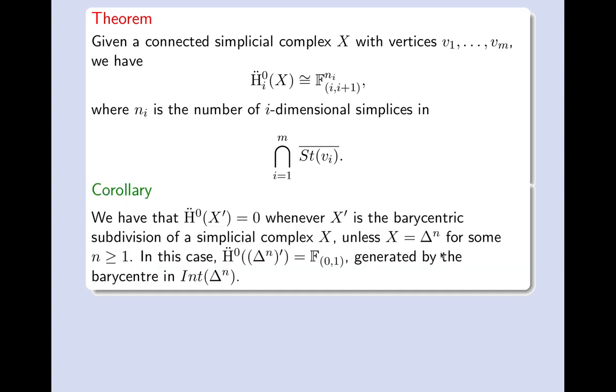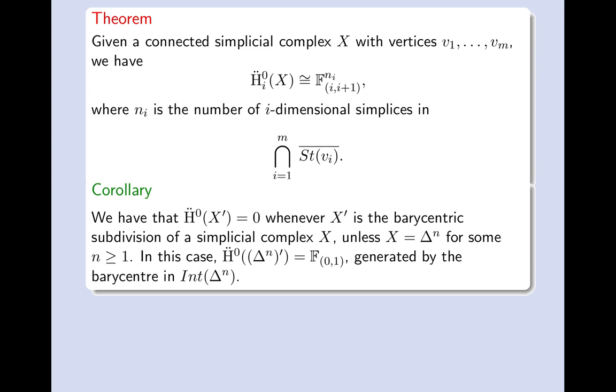In particular, we have this really immediate corollary. The H0 of the barycentric subdivision of a simplicial complex will always be trivial unless the simplicial complex we started with was a simplex. In that case, the Überhomology in degree 0 has rank 1, and it's generated by the barycenter at the center of the simplex.